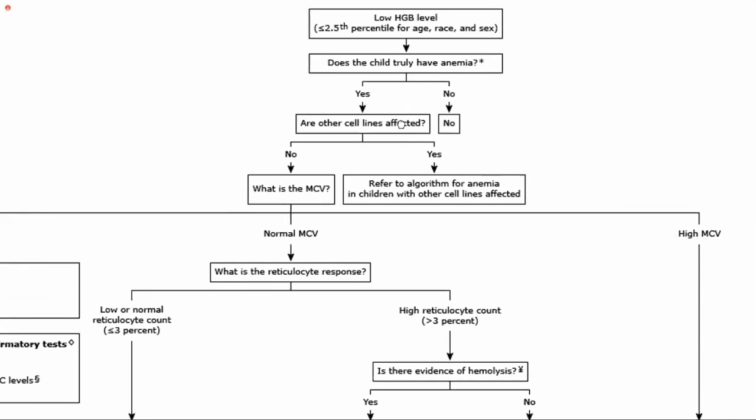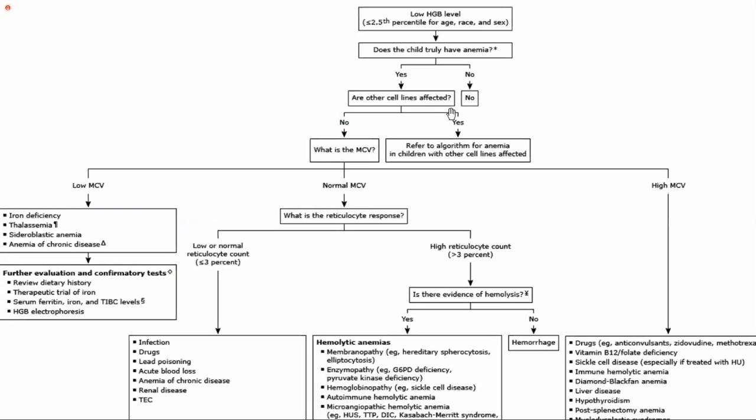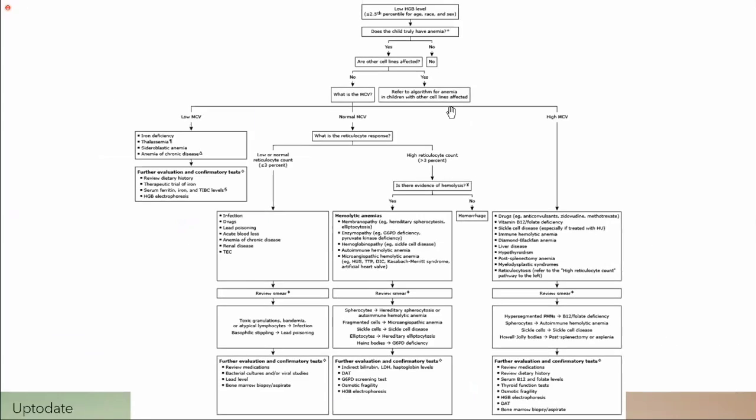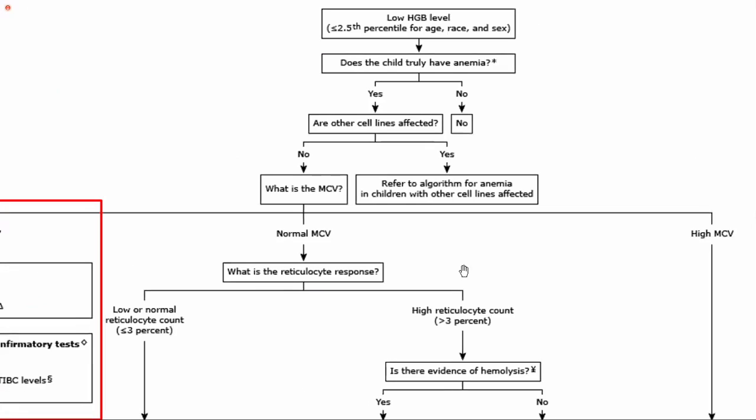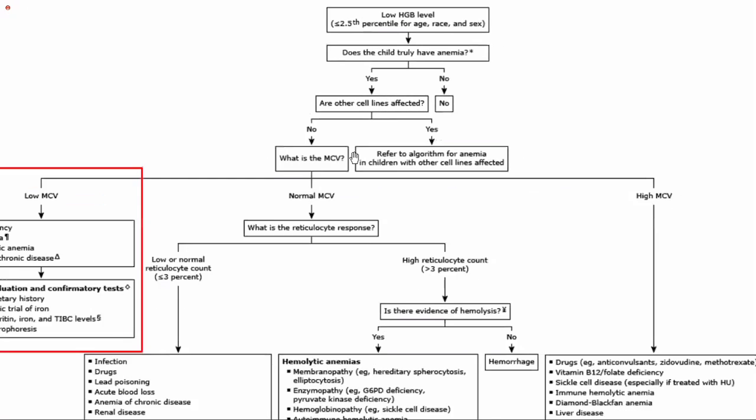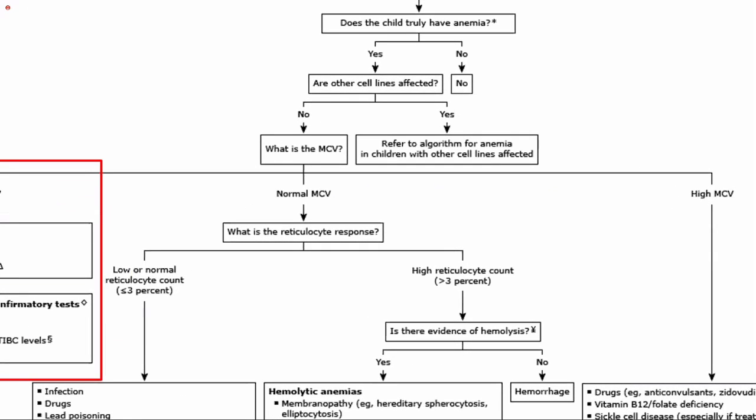Yes, okay. So this is the approach, and it's easy for me because we can follow the algorithm. When the patient comes with low hemoglobin, first we see if other cell lines are affected. So does it only involve red blood cells, or are platelets and white cell count also affected? If another cell line is affected, we see the MCV value.